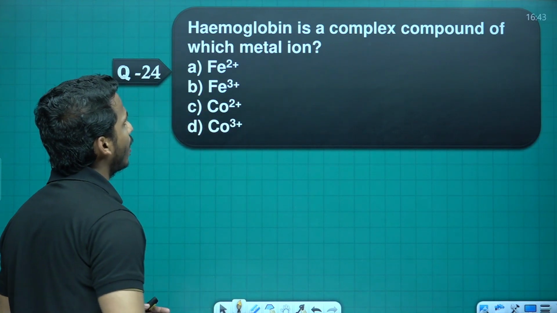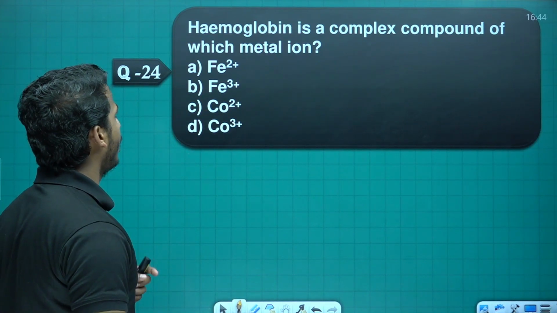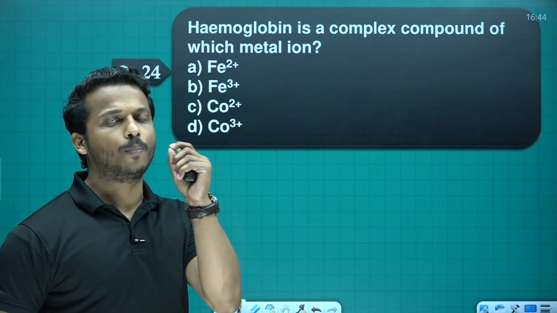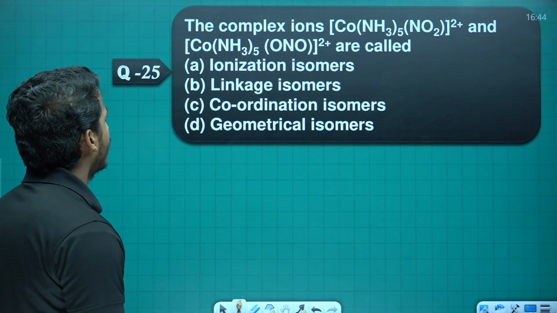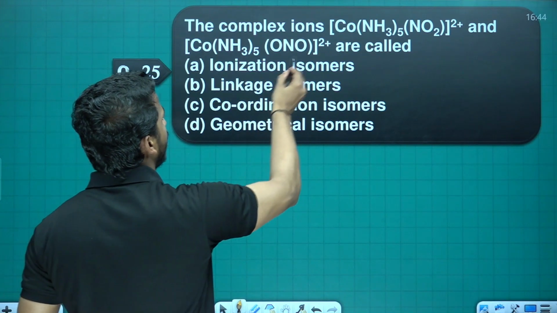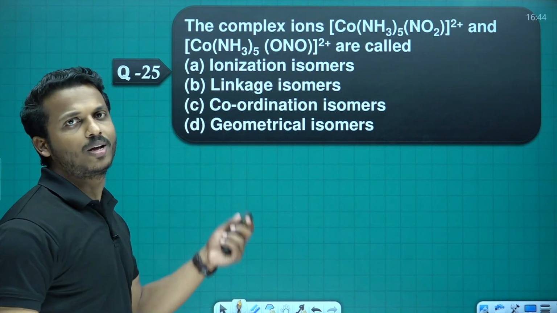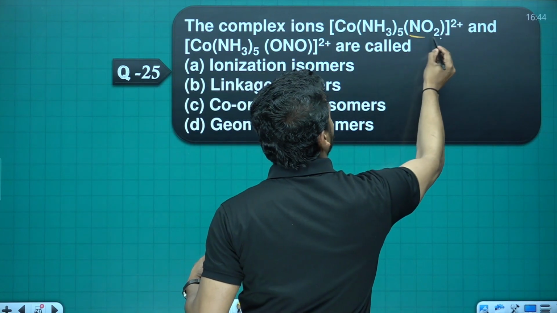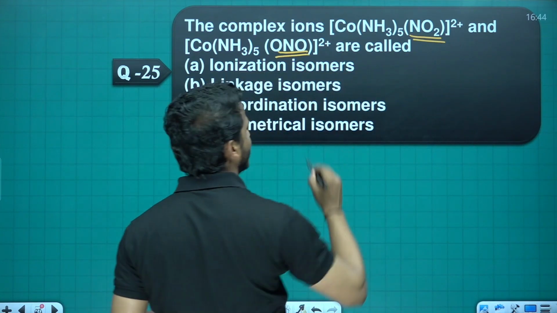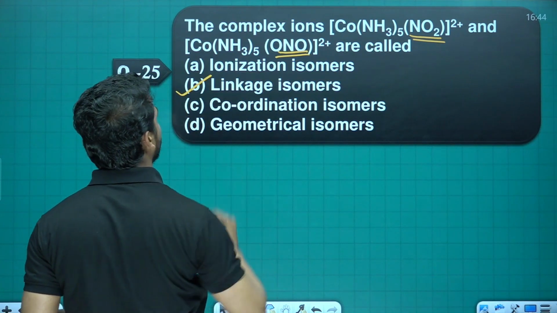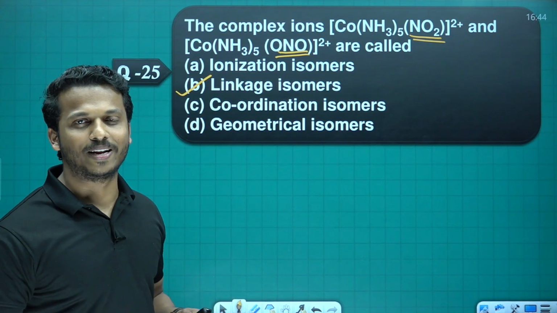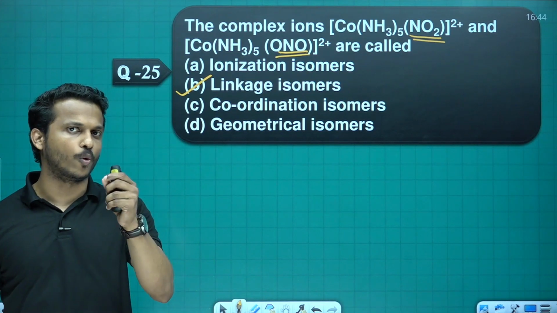Hemoglobin is a complex compound of which metal ion? We discussed that hemoglobin contains ferrous ion. Ferrous, which one? Fe2 plus. The complex ion, you can see two complexes here. What type of isomerism is this? Very simple. A nitrito N is there, nitrito O is there. If there is an ambidentate ligand, it will show linkage isomerism. So that point is, I hope it is clear.